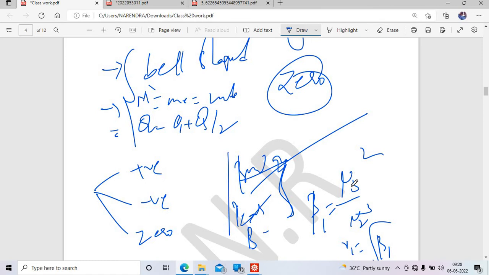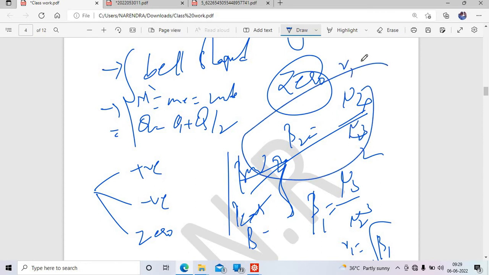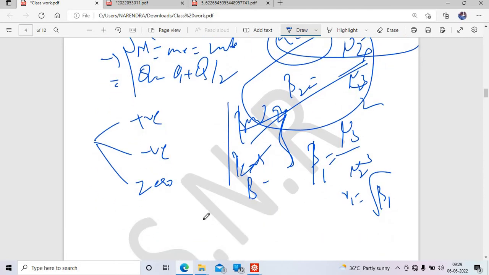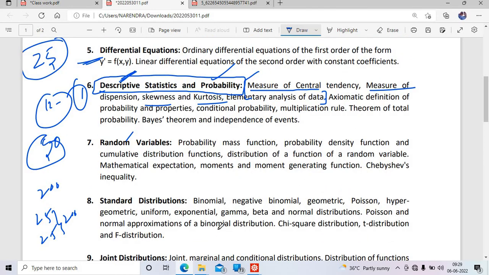So these are all the shape parameters. Similarly, you can find beta 2 also. In kurtosis it is mu4 by mu2 square. This is our beta 2. Again, gamma 2 is beta 2 minus 3. Okay, these are all the shape parameters. So after finding these shape parameters, what is your syllabus? Then elementary analysis of data. You will do this later.